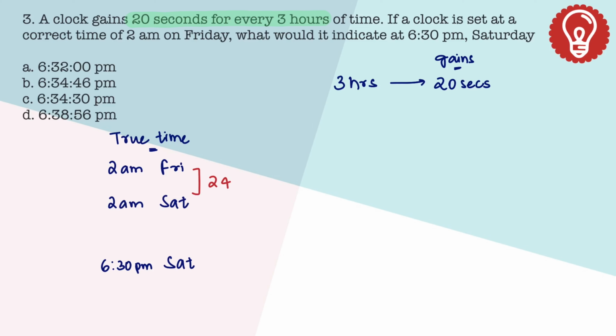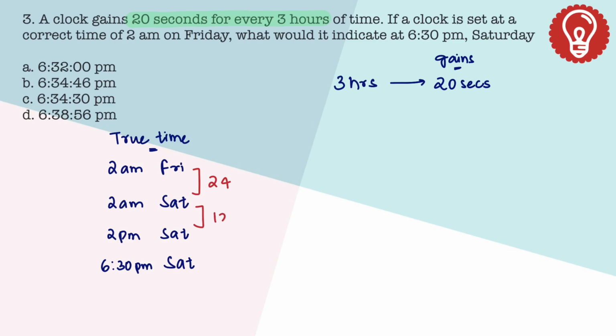And then we have from 2 a.m. Saturday to 2 p.m. Saturday. And we can say that's one set of 12 hours. And this is 4.5 hours. So 12, 24 and 4.5, that's 40.5 altogether. 40.5, we can also write it as 81 by 2 hours.